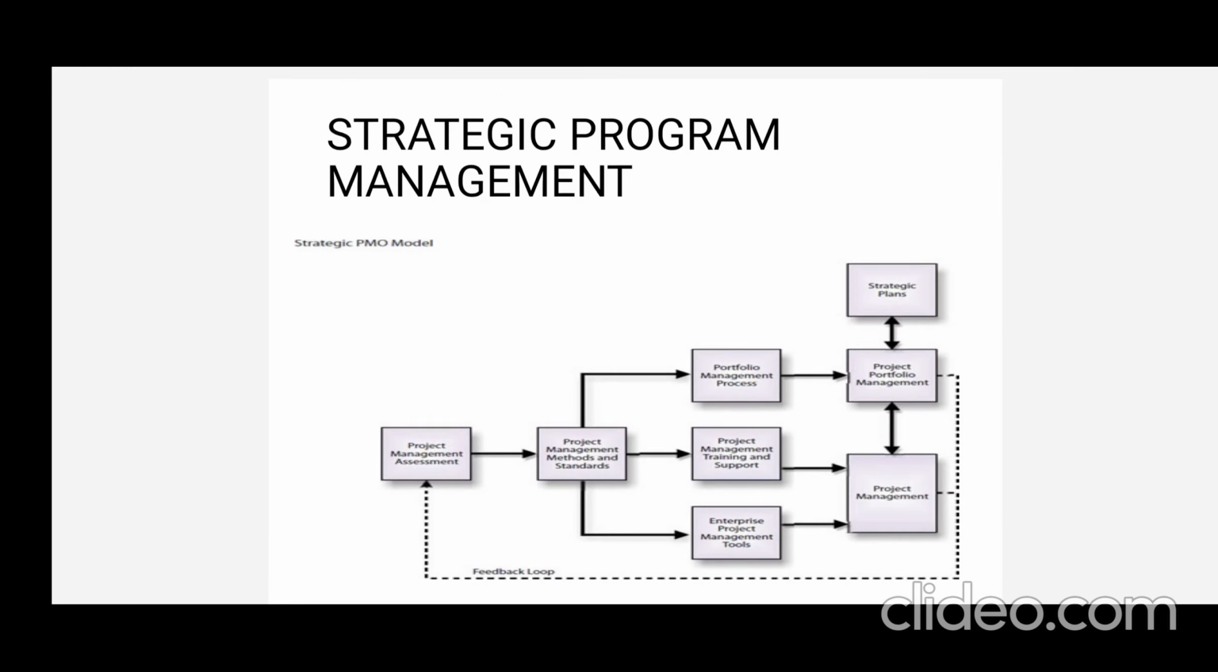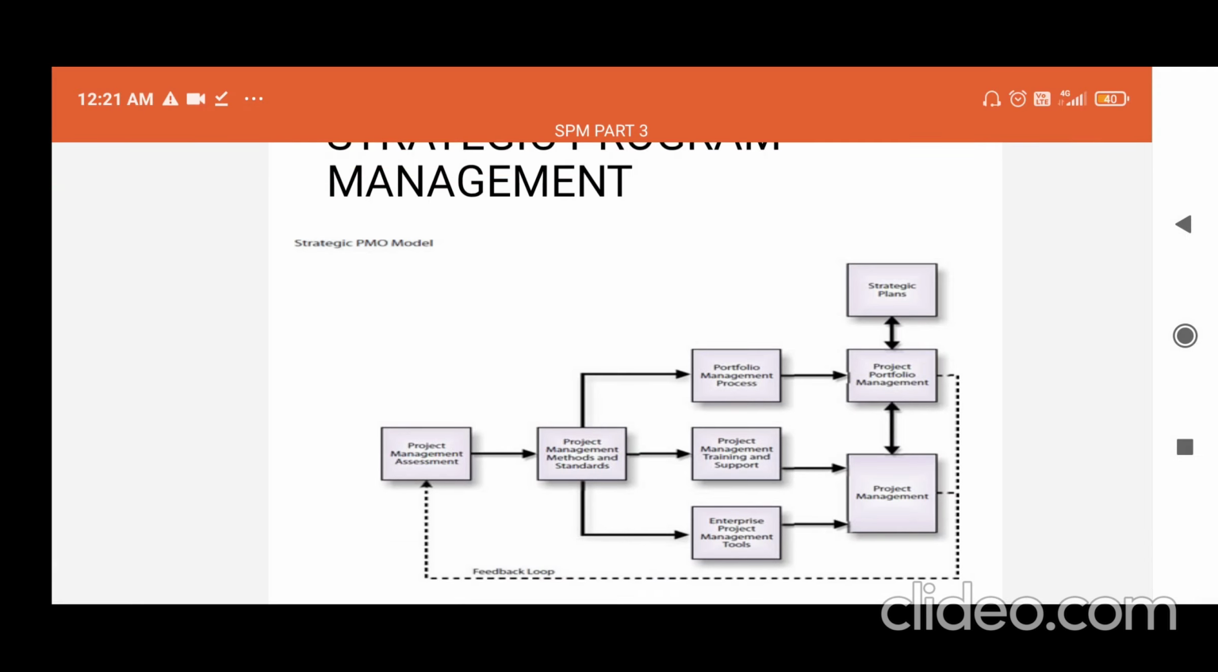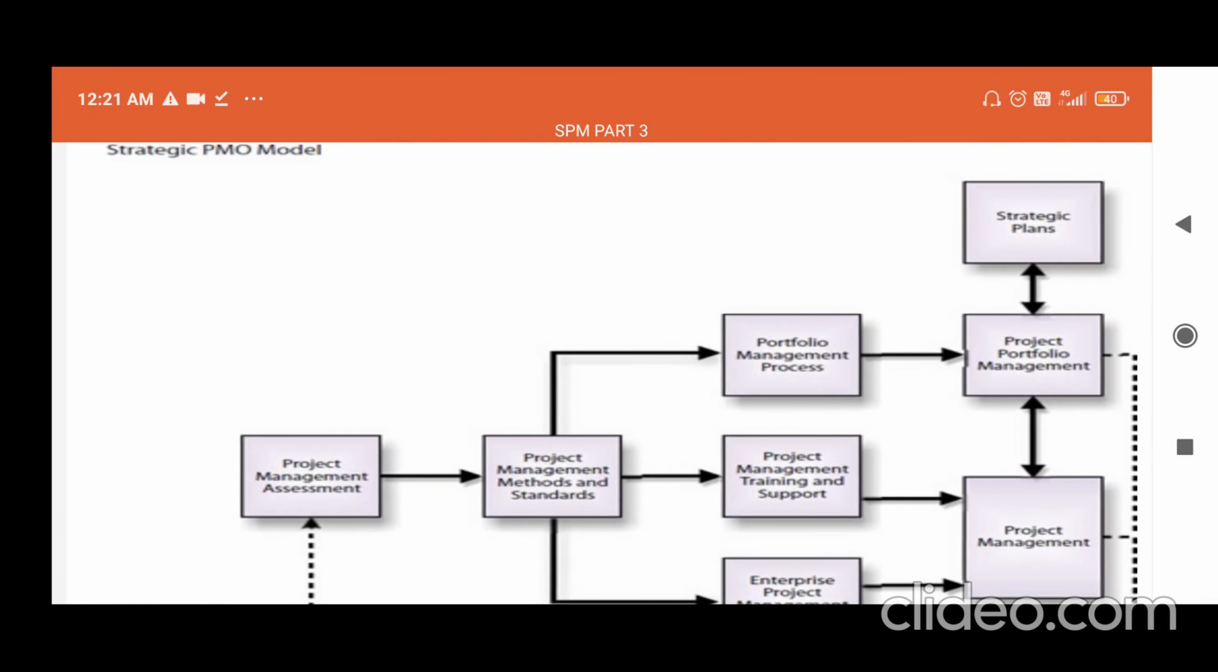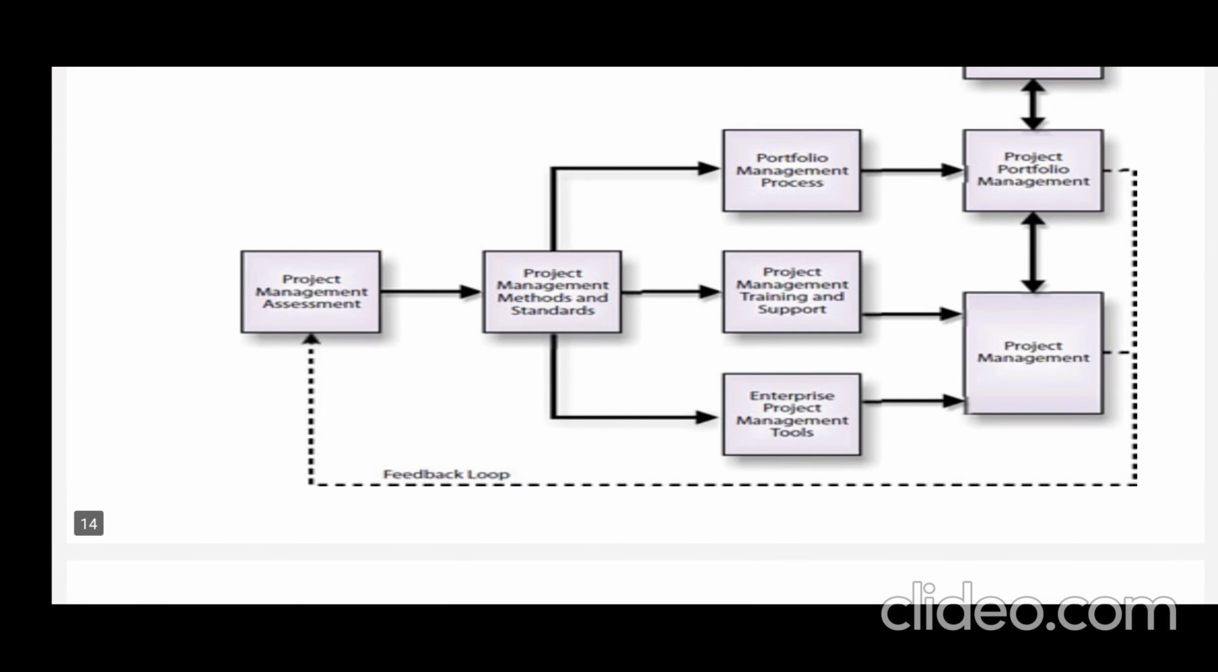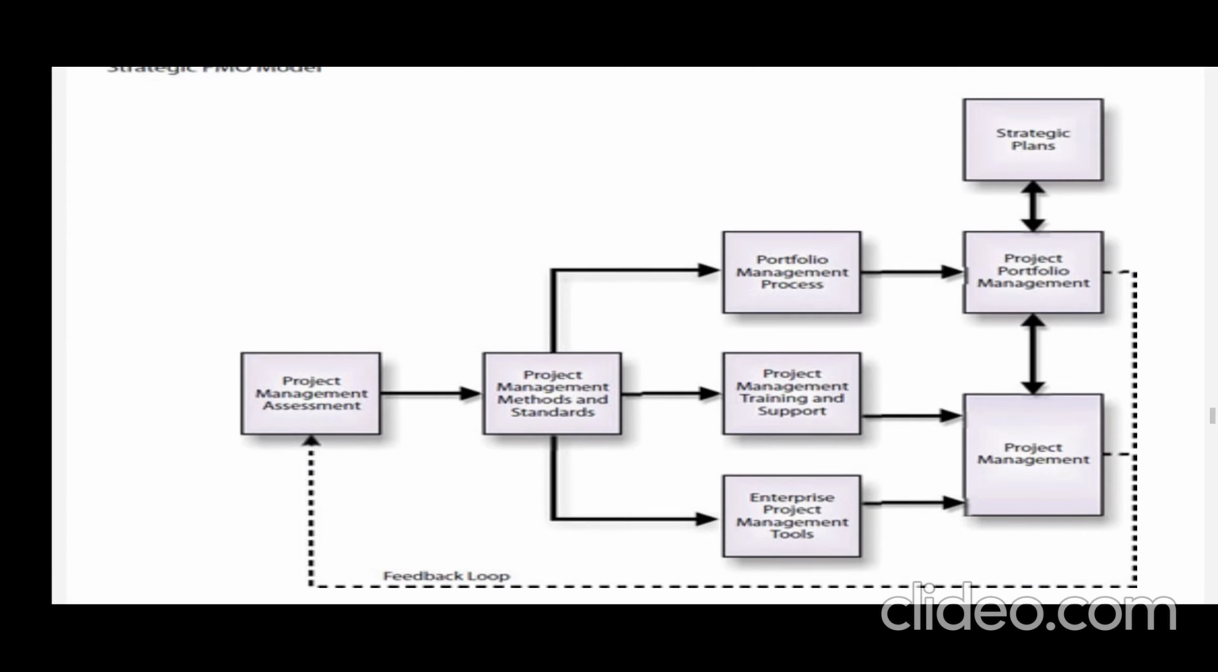This diagram illustrates strategic program management. It is nothing but a loop of giving the strategic plans and following the different kinds of standards and methods. By applying the strategic plans and the project management assessment, we then enter the project management methods and standards phase.